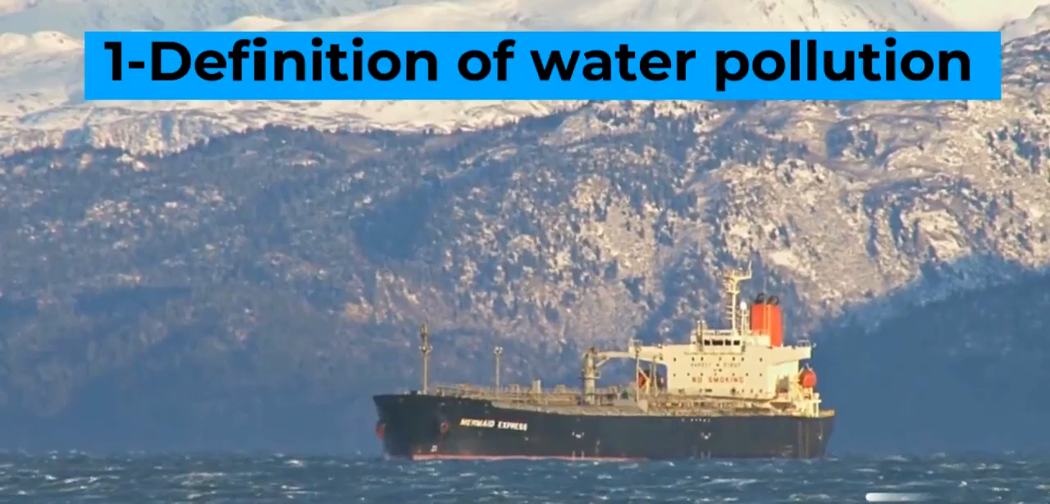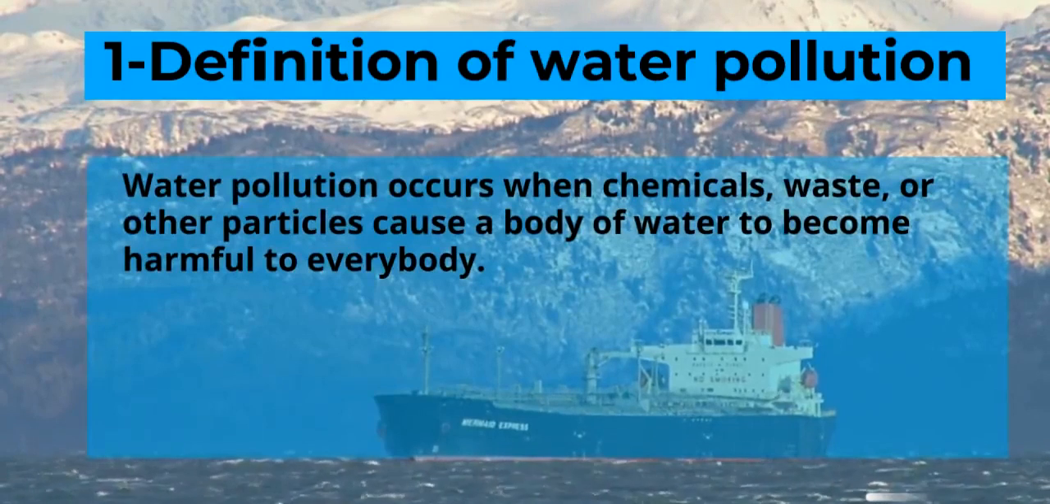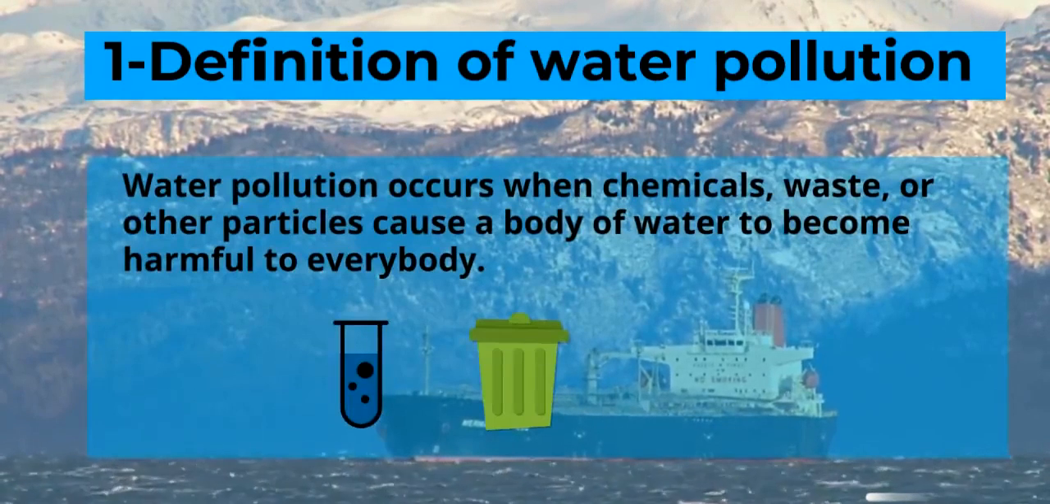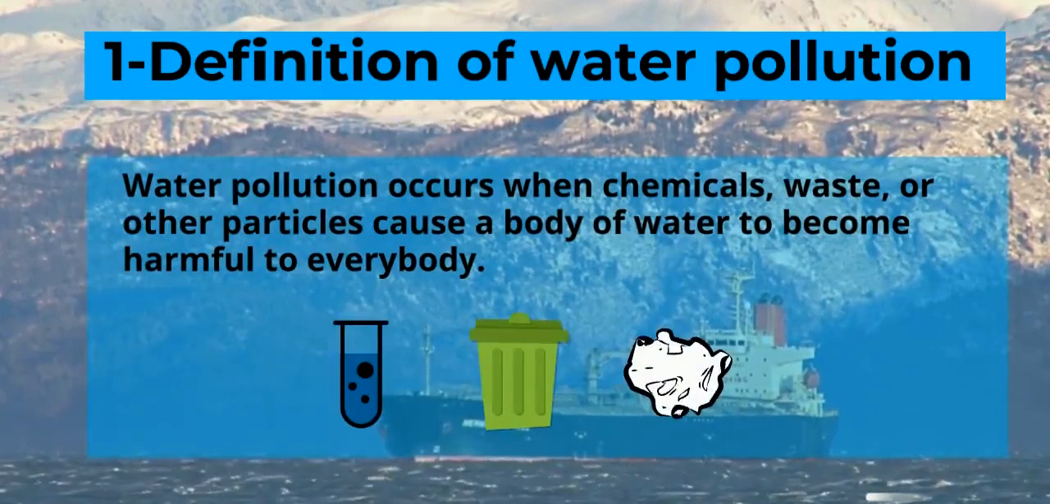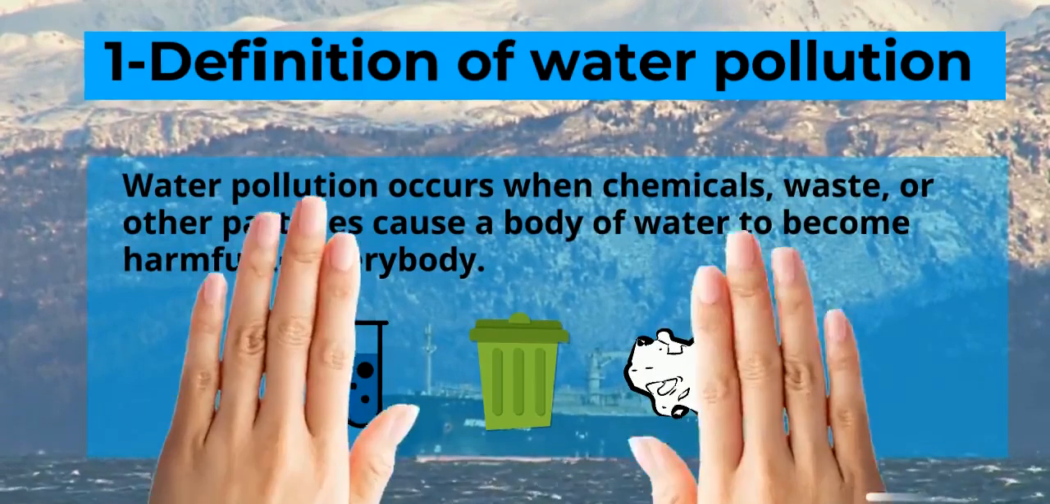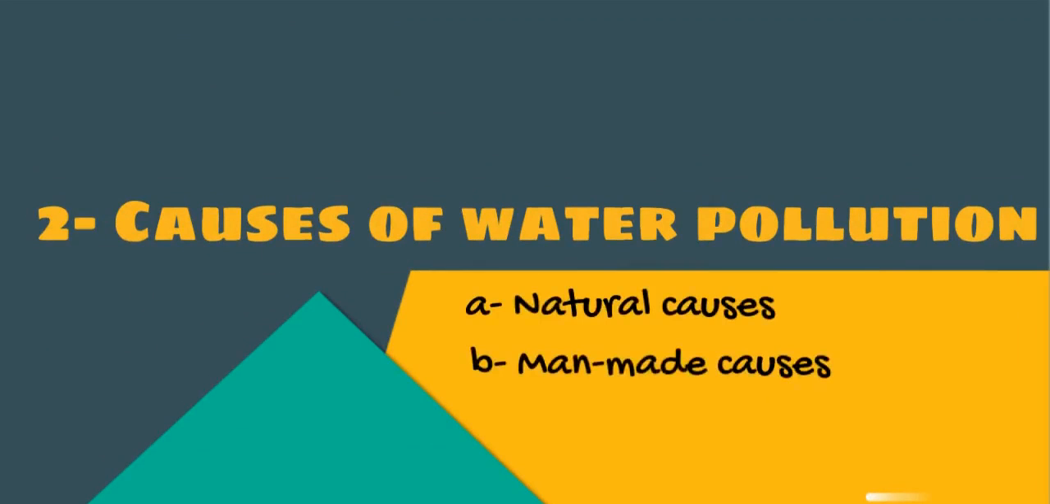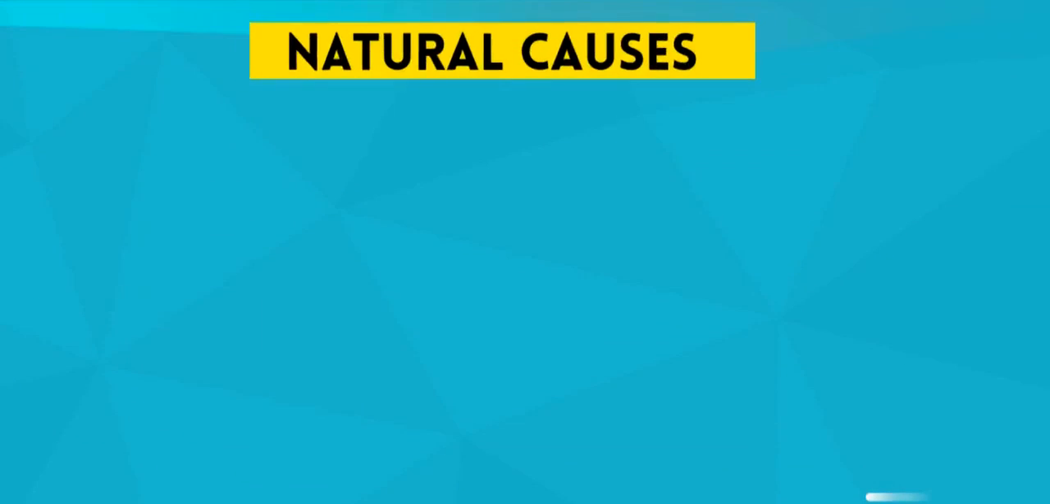Now, let us define water pollution. Water pollution occurs when chemicals, waste, or other particles cause a body of water to become harmful to everybody. The causes of water pollution are plenty, but we are going to categorize them into two parts: natural causes and man-made causes. Natural causes are many, but we're going to state the most common ones.